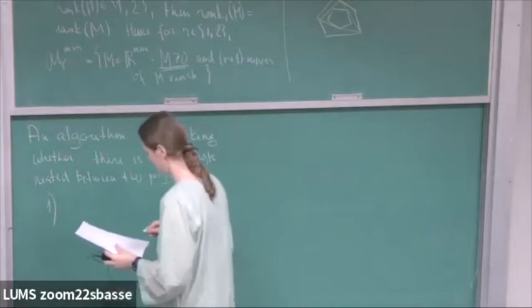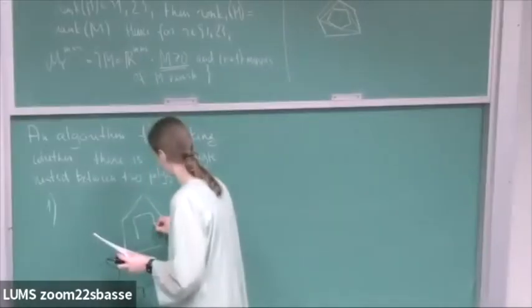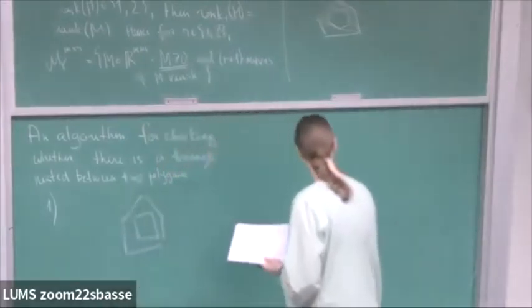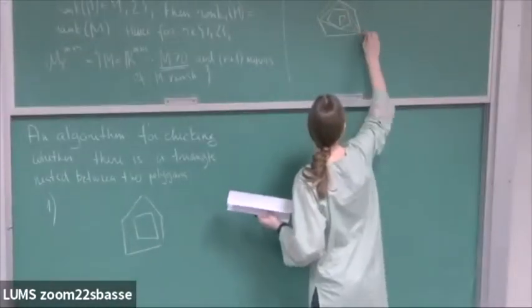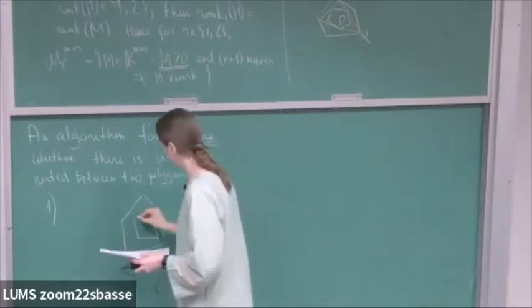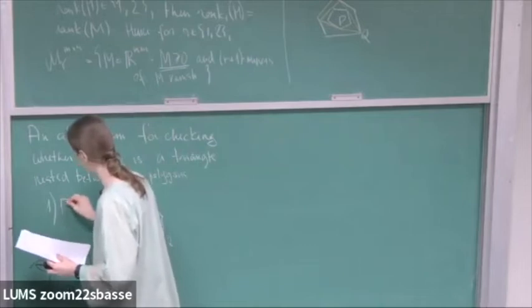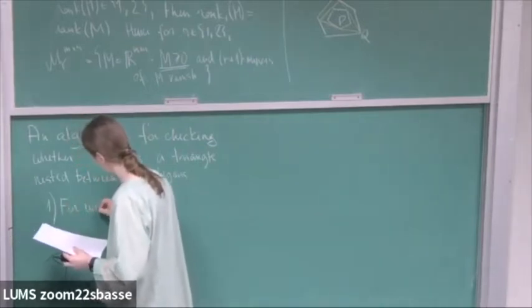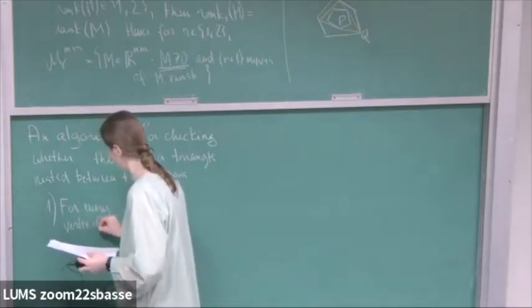Okay, let me explain the algorithm. The algorithm consists of two parts. The inner one is P and the outer one is Q. And the first part is: for every vertex of Q, check.